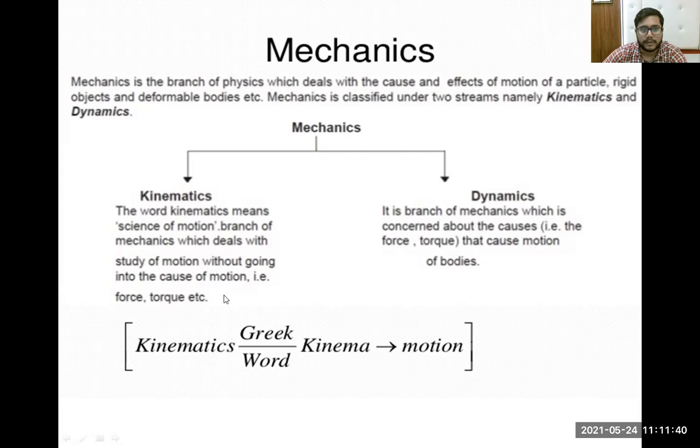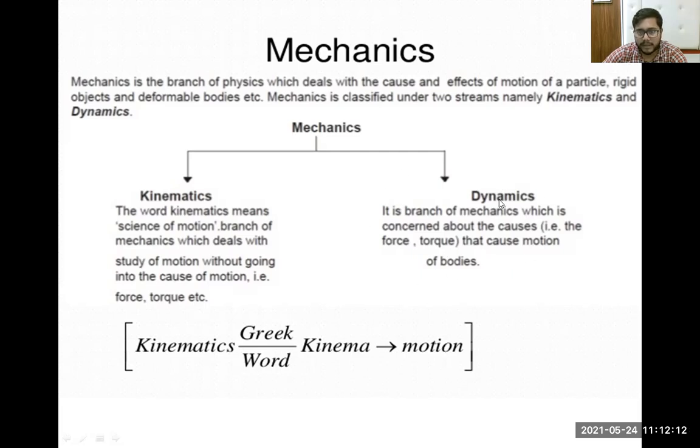Okay. Now consider the second portion, that is dynamics. It is the branch of mechanics which is concerned with all the causes of the motion, that is, you can say force, torque, etc., that cause the motion of bodies. So that we will discuss in dynamics. You can say total dynamics consists of Newton's laws of motion, that we will discuss, like Newton's first law, second law, and third law.